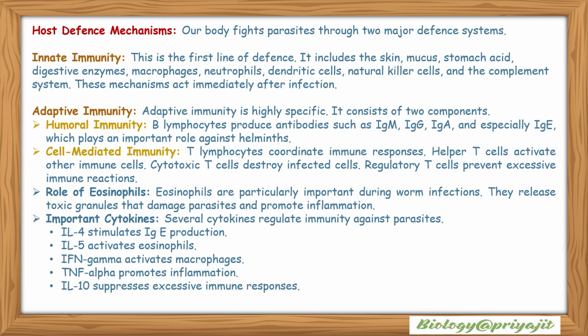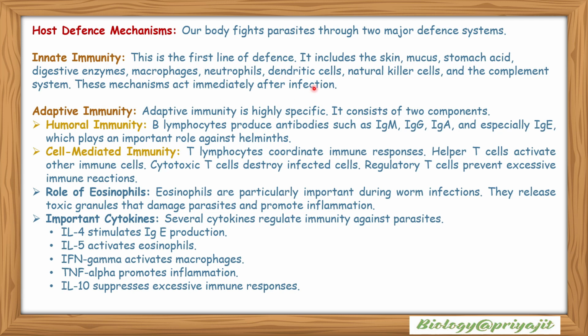Host defense mechanisms. Our body fights parasites through two major defense systems. First one is the innate immunity. This is the first line of defense. It includes skin, mucus, stomach acid, digestive enzymes, macrophages, neutrophils, dendritic cells, natural killer cells, and the complement system.